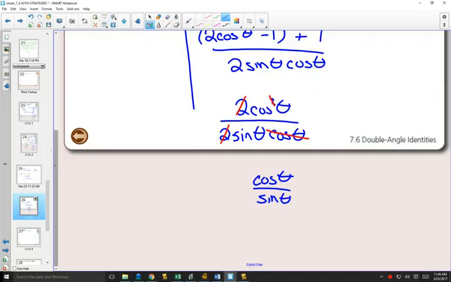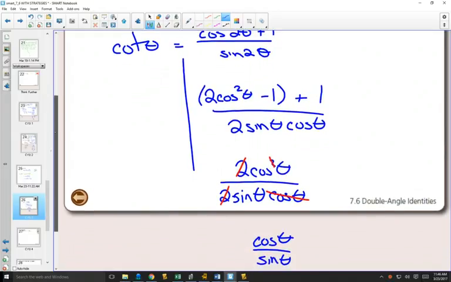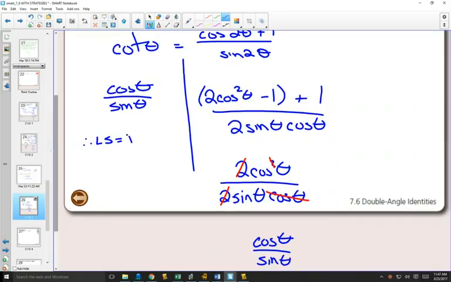How close are we? Well, we didn't change our left side yet, but we can change cotangent to cos theta over sine theta, and now that they're identical, we can say our left side is equal to our right side, and say we're done our proof. So we have double angle formulas in our identity. We want to get rid of them.